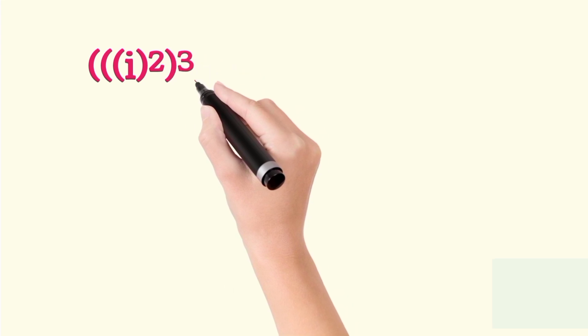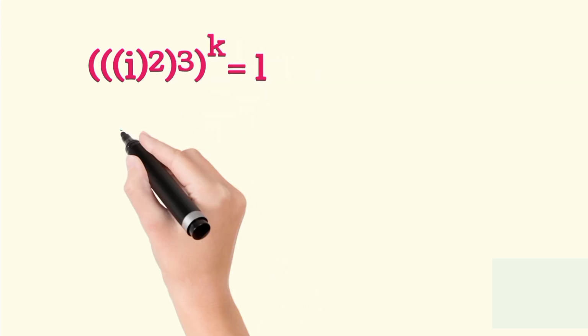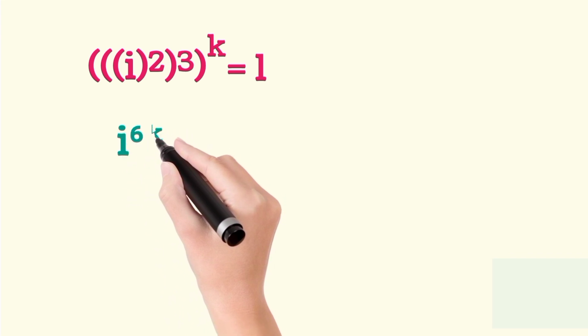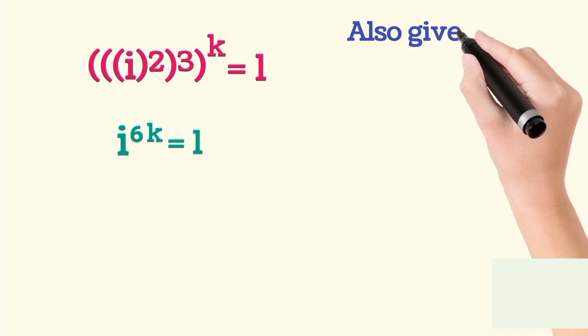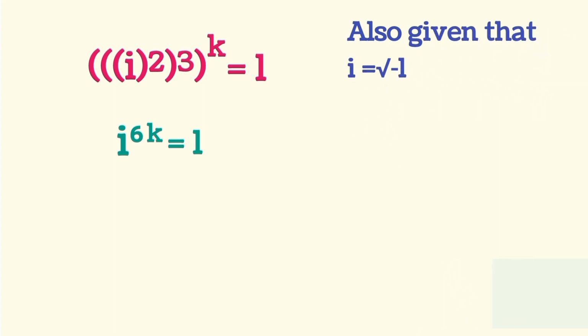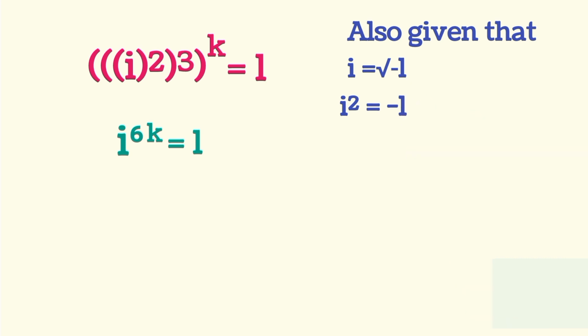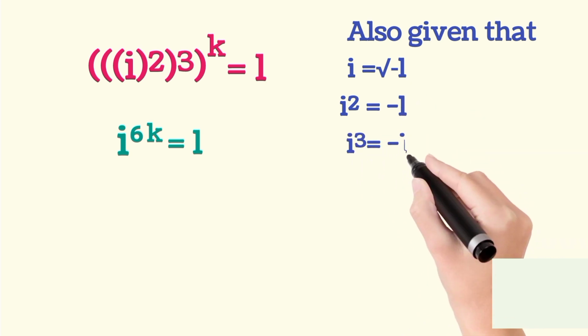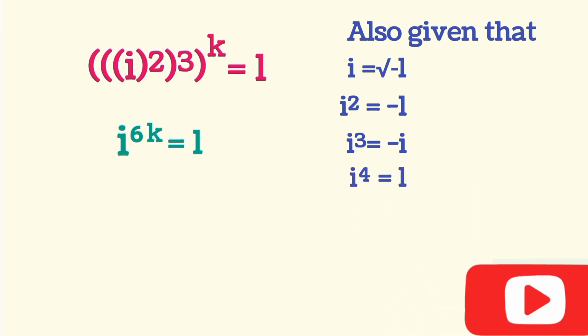Now i square to the power cube to the power k is equal to 1. This is given to us. Now this will be i to the power 6k is equal to 1, and it is also given that i is equal to square root of minus 1. That is i square is equal to minus 1 and i cube is equal to minus i, and i to the power 4 is equal to 1.